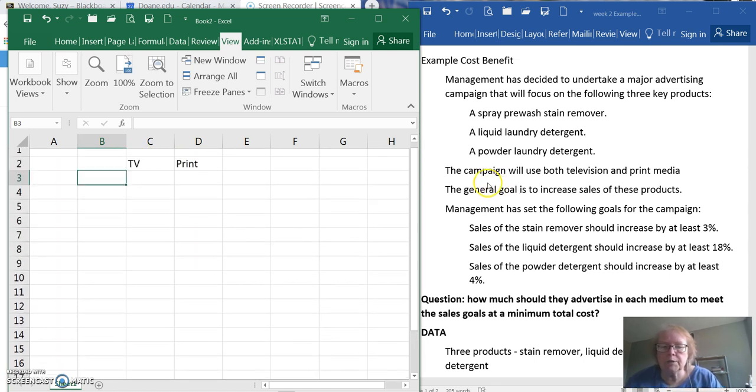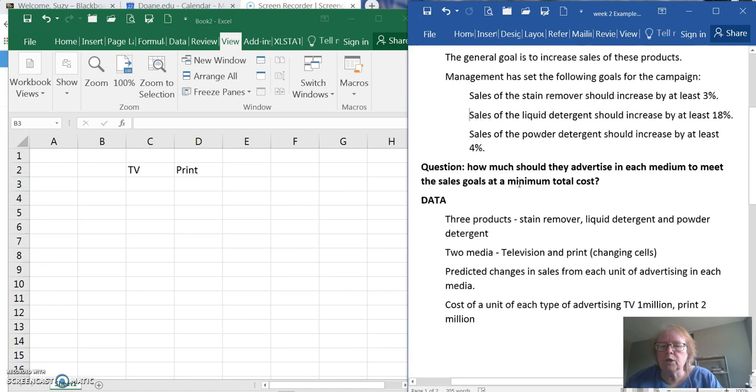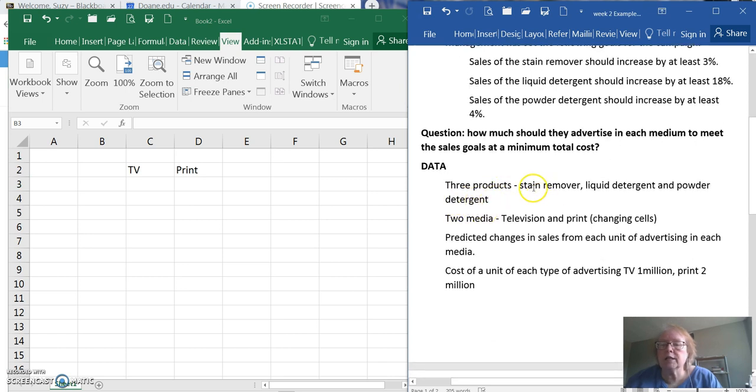If we go down here, on this one, I pulled out my data. I've got three products: stain remover, liquid detergent, powder detergent, two media, television and print ads, and I've got a predicted change in sales from each unit of advertising in each media. So that's my sort of requirements. And then I've got a cost. That's my sort of contribution. And I'm told my cost is $1 million for a TV and $2 million for a print ad.